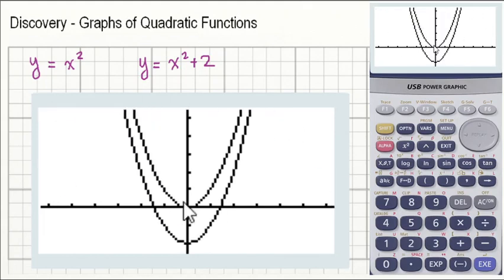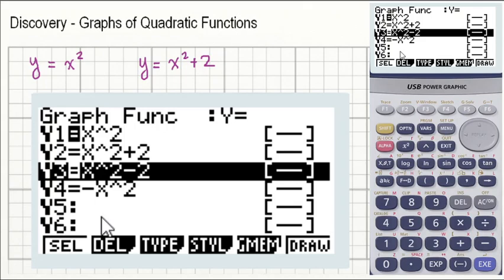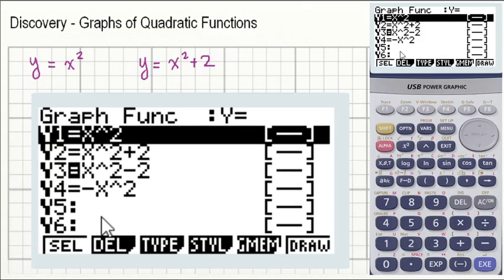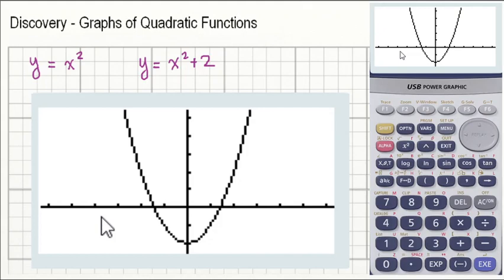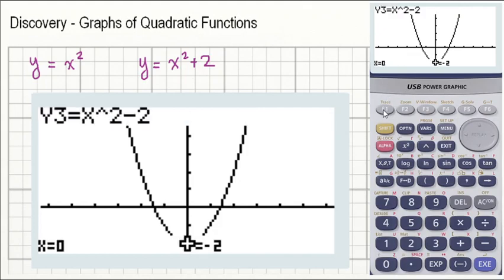Unfortunately, this calculator here is black and white, so it's not that easy for us to distinguish between those two functions. Some of the newer models are colored, so you can easily distinguish between them because each equation will be in a different color and each graph will also be in a different color. However, you can easily just unselect the first function here and draw it again, and you'll see that it's shifted downwards. We can trace it, and there you go, x equals 0, y equals negative 2.